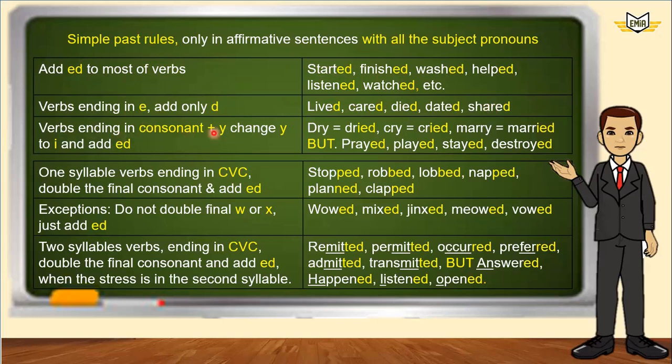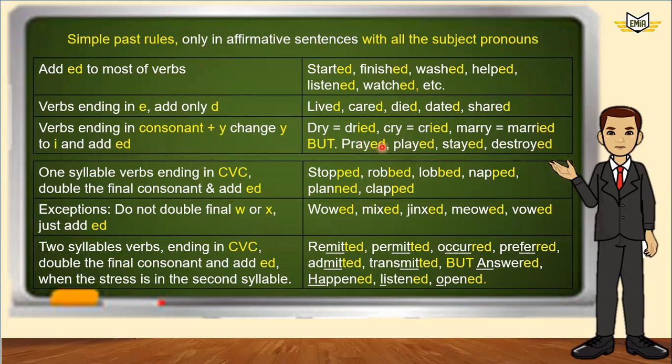Verbs ending in a consonant plus letter Y, you change letter Y to an I and add ed. Focus on this, guys. We have this verb, pray. You don't have the pattern that says consonant plus Y. You have here a vowel plus a Y. For that reason, you don't change letter Y to I.